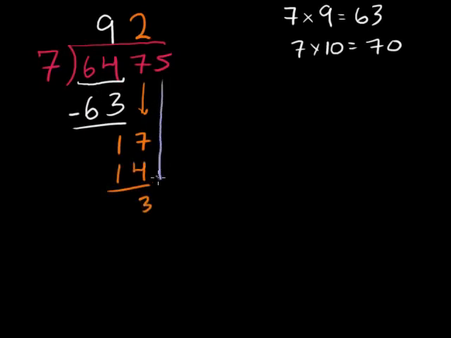We bring down the 5. And 7 goes into 35. That's in our 7 multiplication tables, 5 times. 5 times 7 is 35. And there you go. And so the remainder is 0.